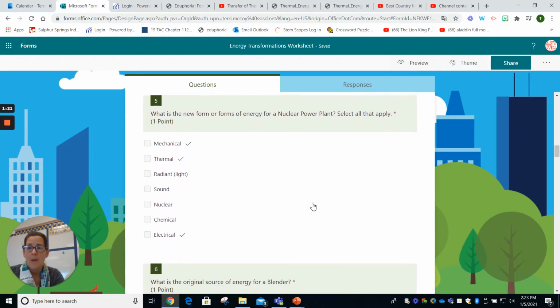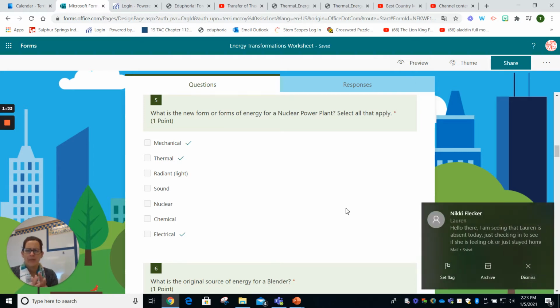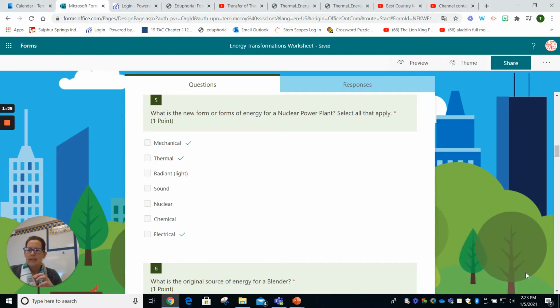Let's look at number five. What's the new form or forms of energy for a nuclear power plant? Select all that apply. So some crazy cool stuff happens at a nuclear power plant, okay? They've got all these atoms. They separate them out. Whenever you see that an atom is separated, there's a lot of energy that gives off, and that energy is really hot. So we're going to pick thermal because the energy that happens whenever you break those atoms apart, those nucleuses, is super hot. Thermal energy.